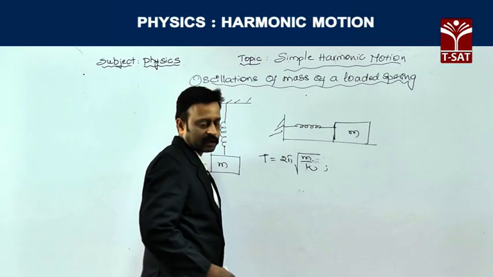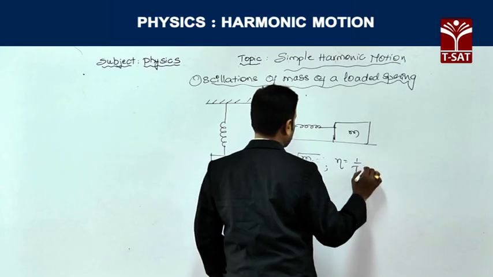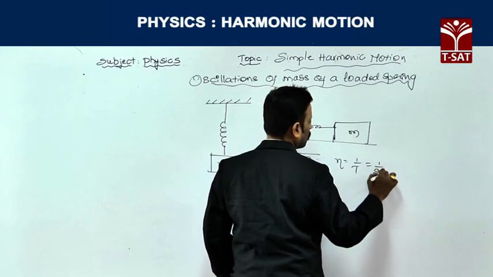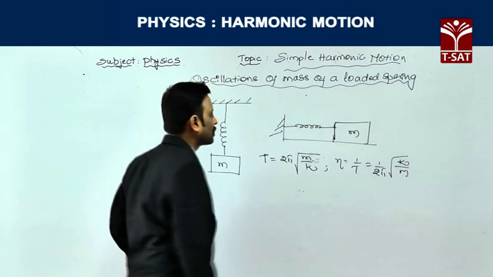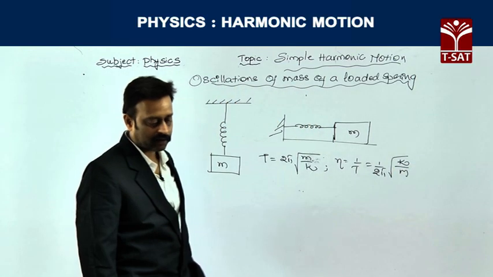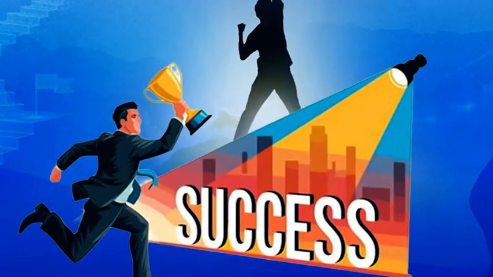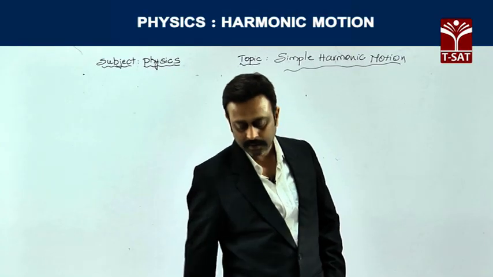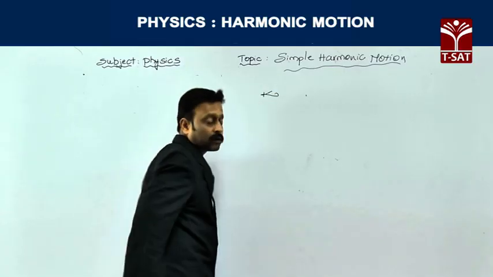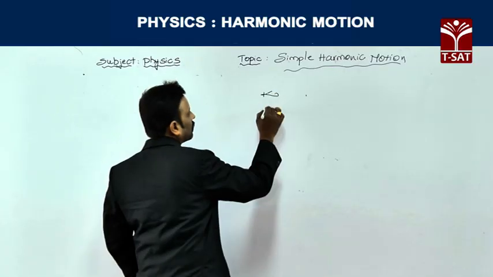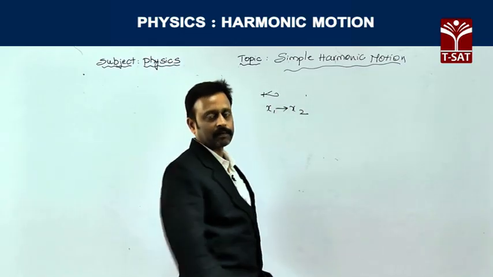As that is the formula for time period, what happens to the frequency then? Frequency is the reciprocal of time period, that is 1 by 2 pi under root k by m. So, these are the relations for time period and frequency of oscillations of a loaded spring. Let us suppose a spring having a force constant k. In order to elongate the spring from x1 to x2, some work should be done.